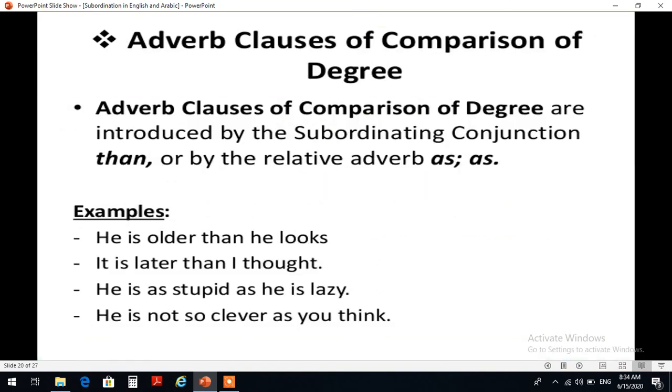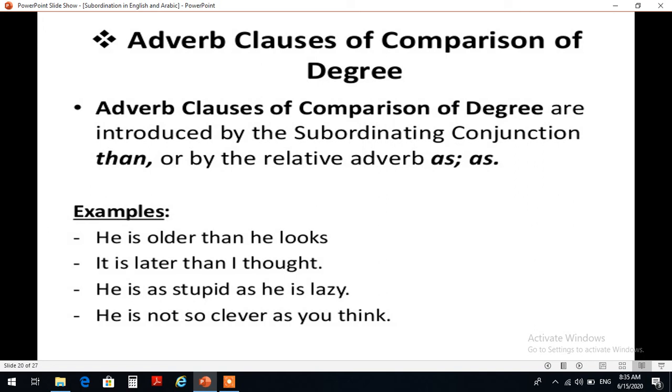Adverbial clauses of comparison of degree. These clauses are introduced by the subordinating conjunction than or by the relative adverb as. إذن عبارات الظرفية التي تدل على المقارنة في الدرجات تبدأ بإحدى أدوات الربط اللي هي أما than أو as.